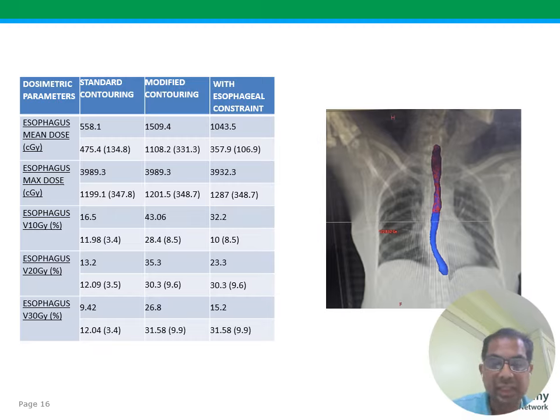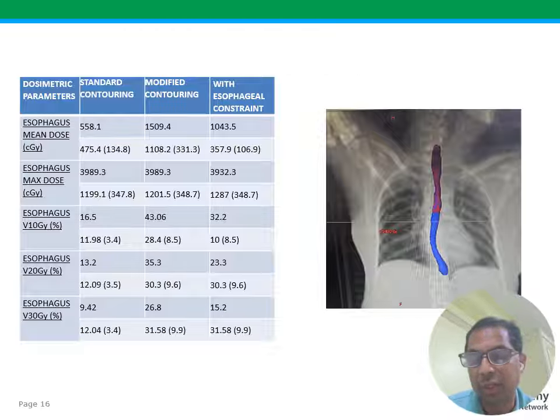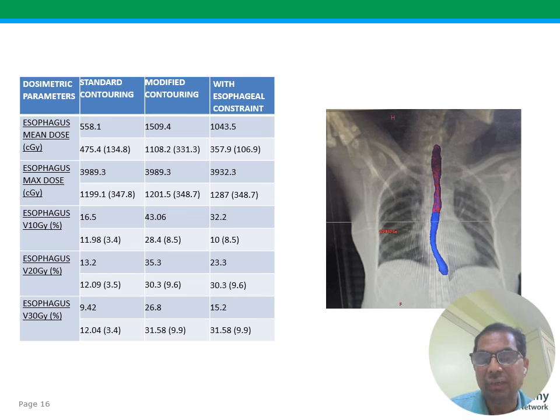You can also see the standard contouring was underestimating the true risk of esophagitis because it was contouring the entire esophagus. By doing this exercise, they have changed their practice. Now they contour the upper esophagus and put the constraint on the upper esophagus, which is important because that's what corresponds to the risk of esophagitis.